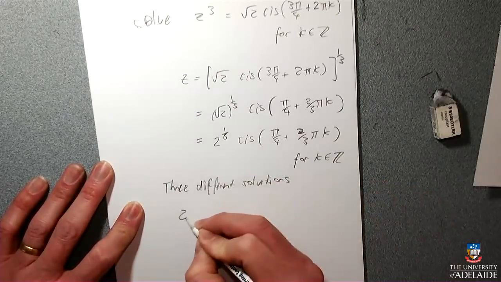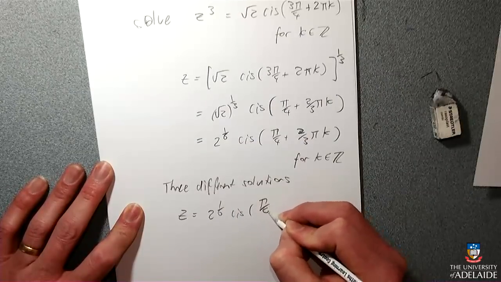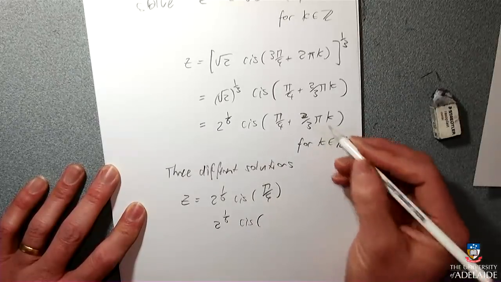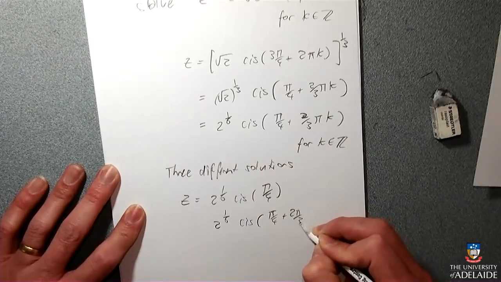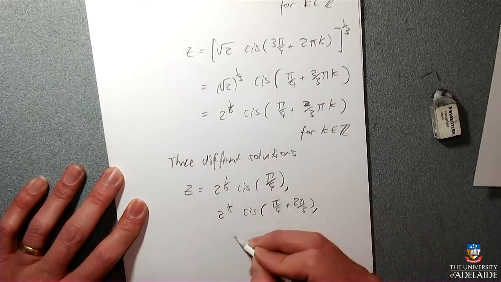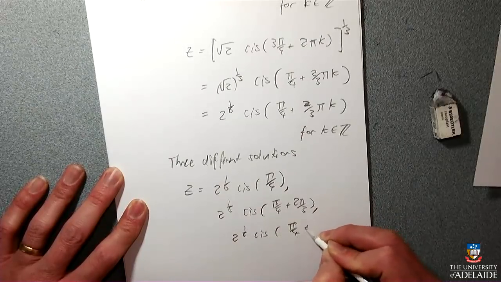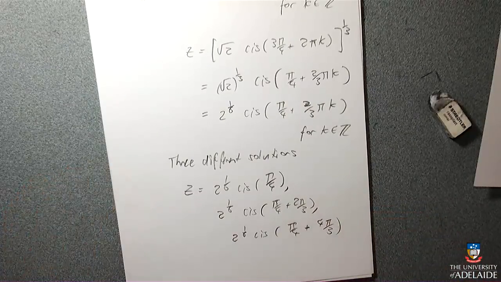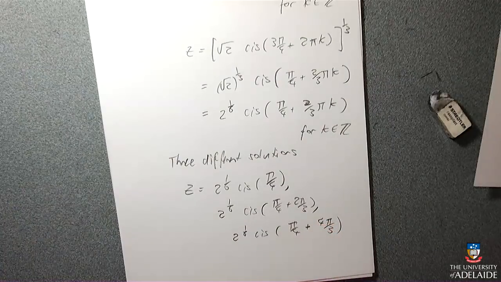3 different solutions. Z is 2 to the 6 cis of pi on 4, and 2 to the 6 cis of pi on 4 plus 2 pi on 3, and 2 to the 6 cis of pi on 4 plus 4 pi on 3. Whatever those are. But when I get to 6 pi on 3, I'm back to plus 2 pi again, so I end up back at the beginning.